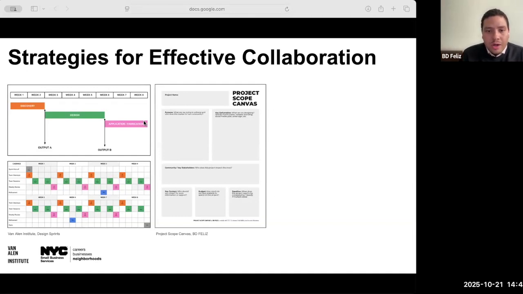On the right there, this is a document I created very recently to share with y'all. It's just a basic project scope canvas which will hopefully be available to y'all as well. Renee, I'll send it to you, if it hasn't already been sent to you. It's a tool that you can use to scope, write what the project name is, determine the purpose of the project, key deliverables, et cetera. And this is just one tool of many that you can utilize.